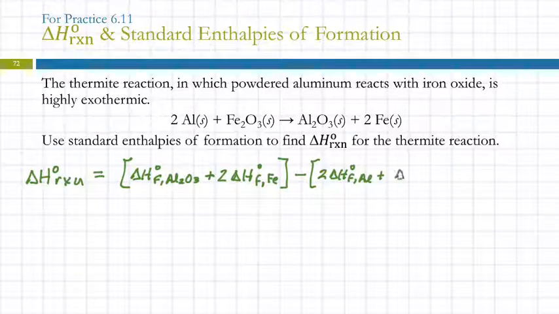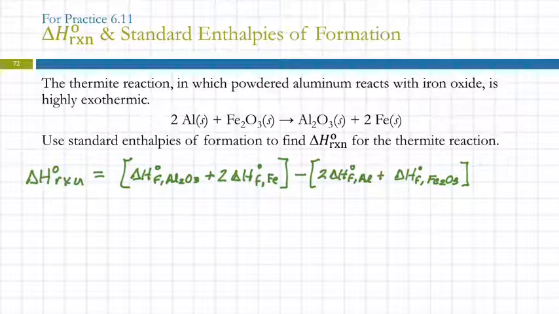And 1 times the heat of formation for iron(III) oxide. So the heats of formation for the products minus the heats of formation for the reactants. If there are coefficients, they multiply the heats of reaction, because if you're doing 2 moles of something, the energy cost or the energy gain is twice as much.